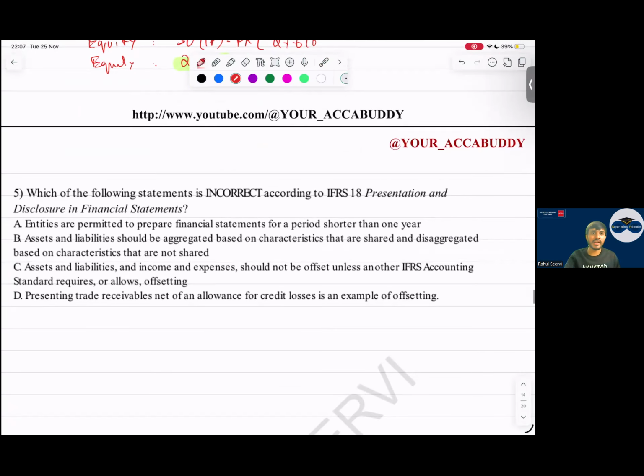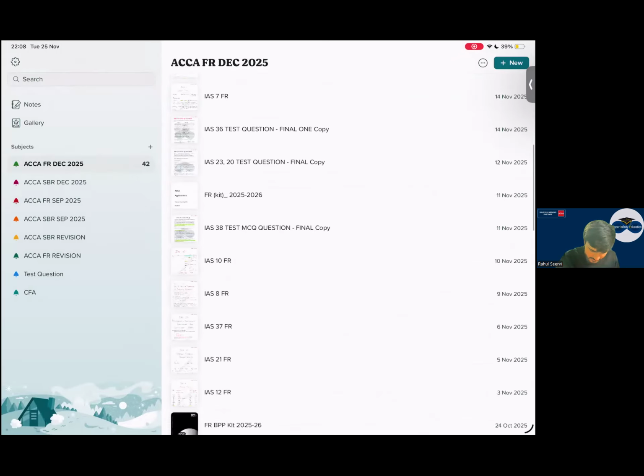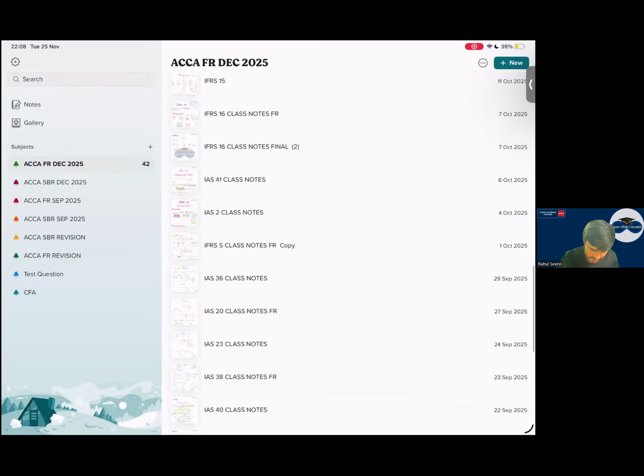Okay, the last question is regarding IFRS 18. Which of the following statements is incorrect according to IFRS 18 Presentation and Disclosure in Financial Statements? I mentioned that in IFRS 18 aggregation, disaggregation, offsetting, which category it will be recorded in, and for how many months we have to prepare the financial statements, bare minimum 52 weeks, it can be less than that. All these are the points which we have covered in the class. If you remember, see here, where is your IFRS 18 notes?